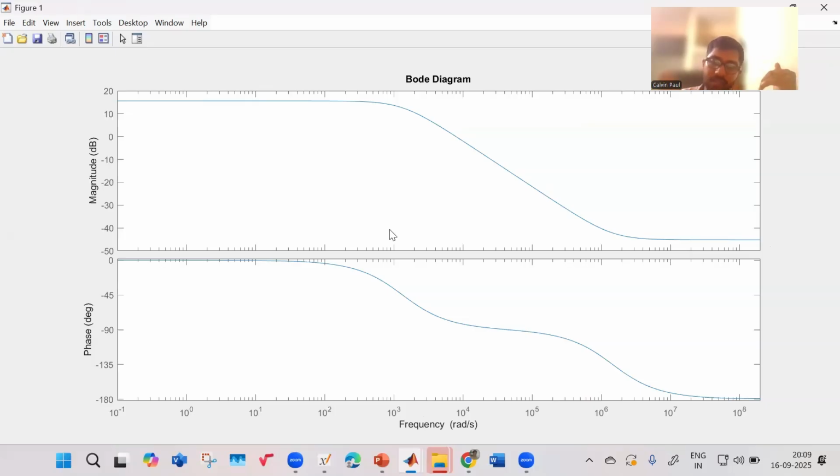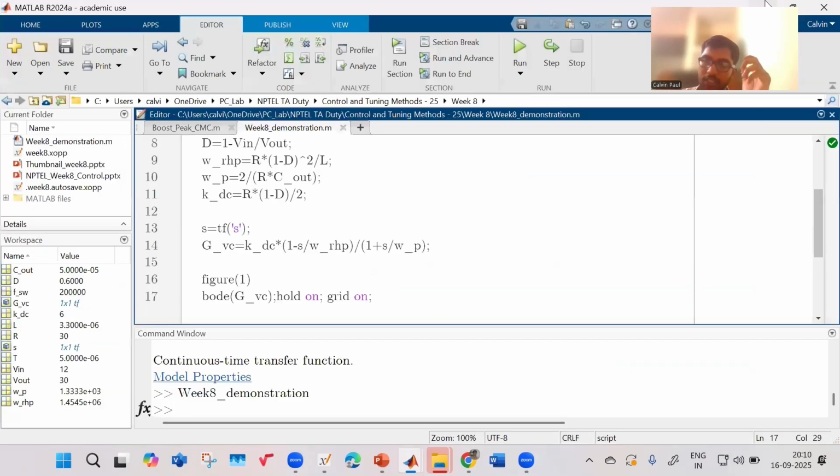But in the case of your phase, your pole causes it to fall and settle at minus 90. Then your RHP zero effect comes and your phase falls further. So the challenge with the RHP zero is that it affects your gain plot as well, but instead of boosting your phase, it reduces your phase further. That is the problem with the RHP zero. That is one of the issues. So this is a challenge.